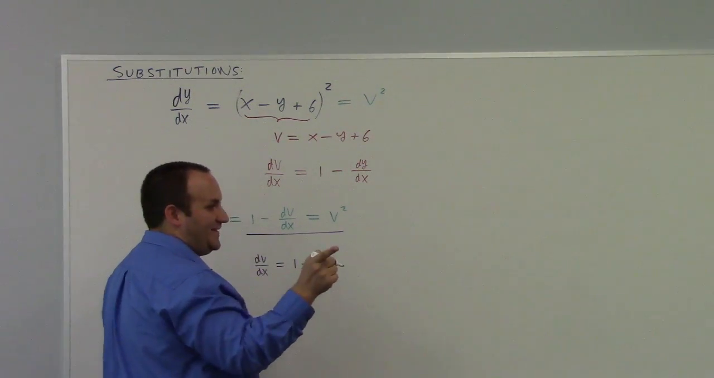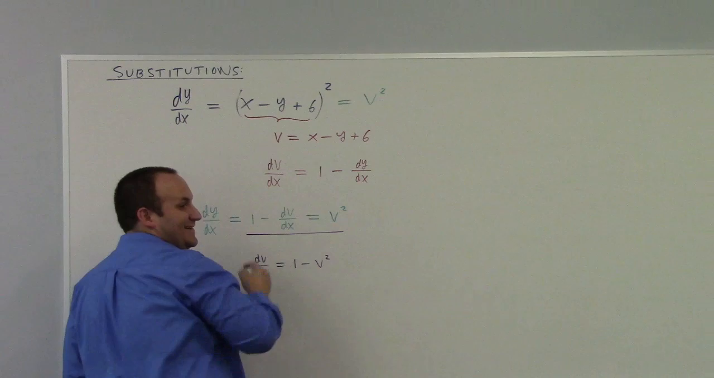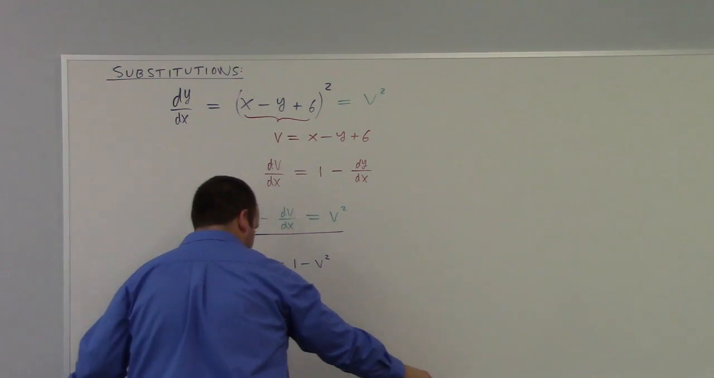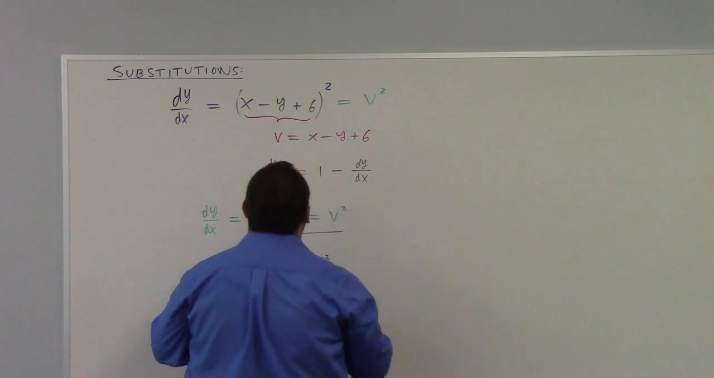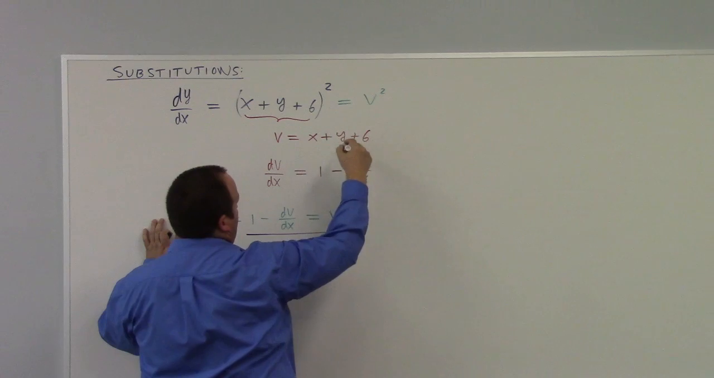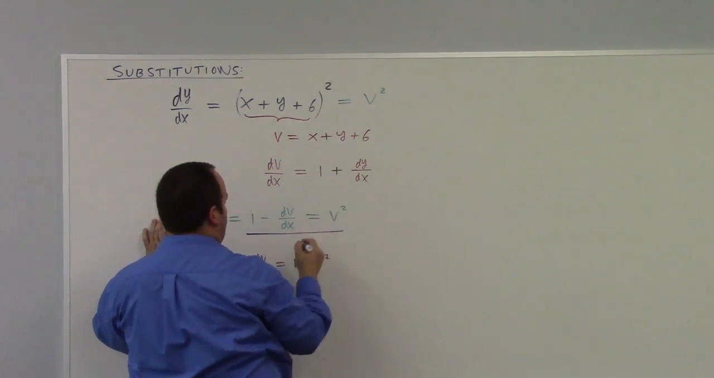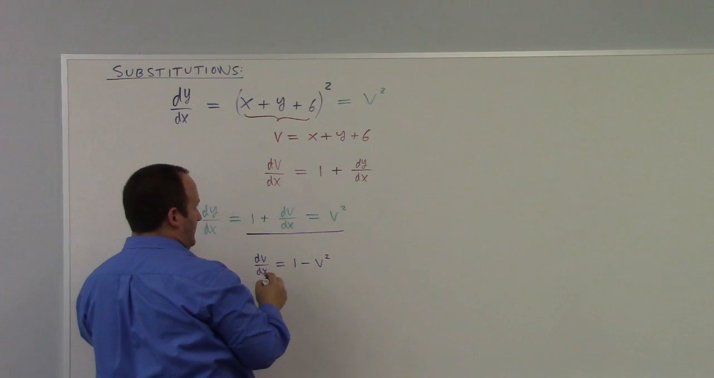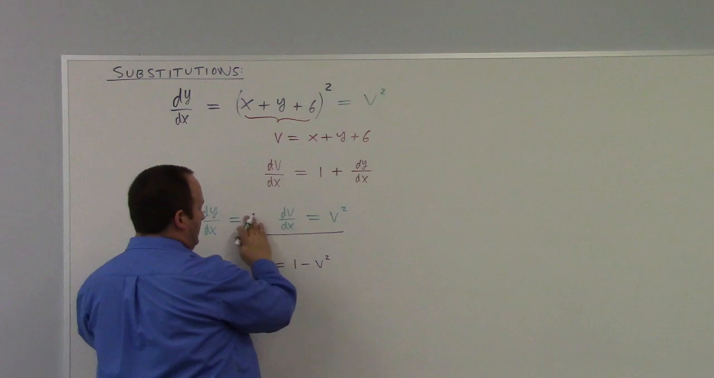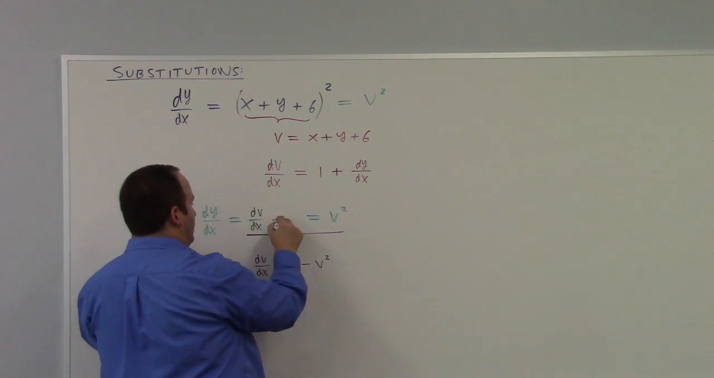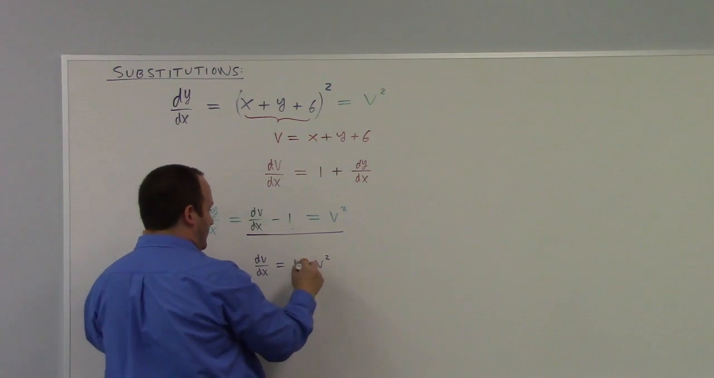Okay, so how would that happen? That would happen from putting a plus up here, right? Okay, so let's do that. I'll make the corrections. So let's make that a plus, this a plus, all right? This a plus. That makes this a plus. No, that's not what that does. That makes this dv dx minus 1, right? Then that gives us dv dx equals v squared plus 1.